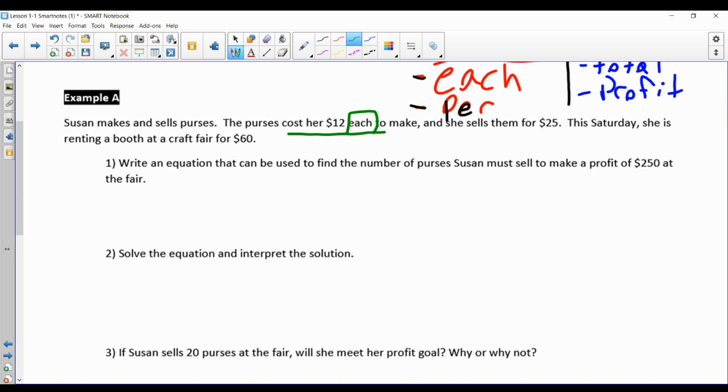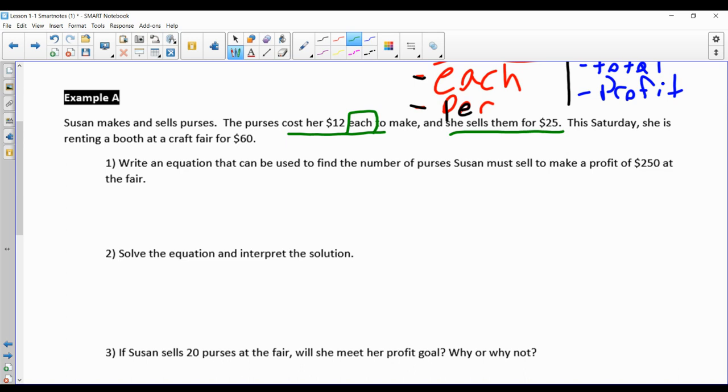Okay? The next one is she sells them for $25. Now, I know the word each isn't in there, but we can pretty much assume right away that if she's selling two purses, she's making $50. Okay? She's making $25 per purse.